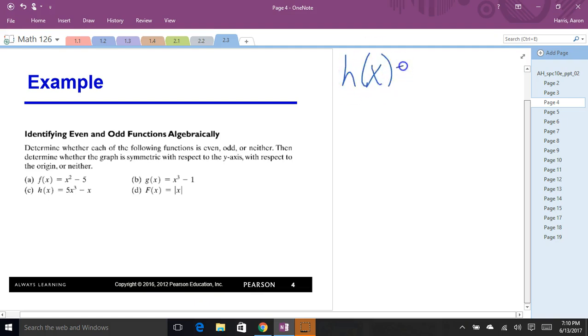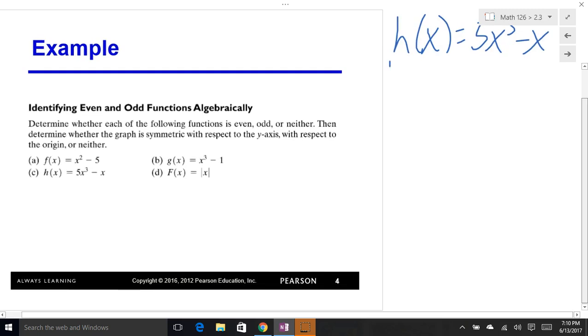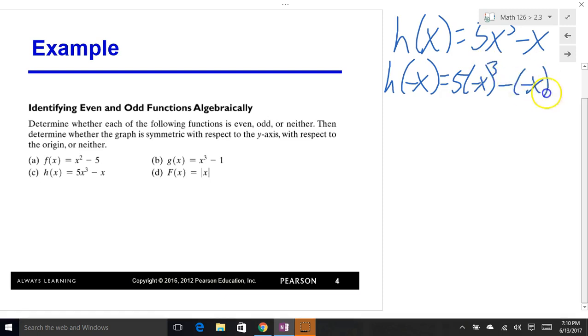So we got h of x equals 5x cubed minus x. We plug in negative x. So we have 5 times negative x cubed minus a negative x. So we got negative 5x cubed plus x. And we say, was that what we started with? No, it's not the original function, so this is not even.